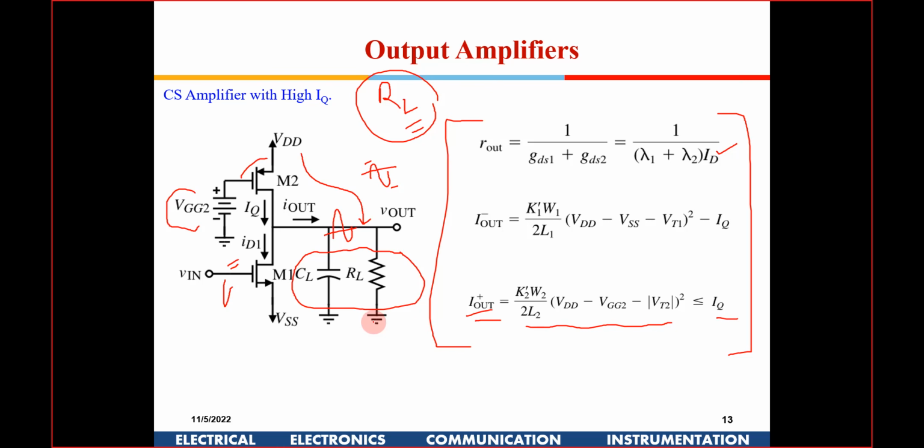RL smaller means here the current will increase. That much more power will be consumed in this circuit. Lesser resistance, right? Yes. A large load means RL will be low, so current will be large.